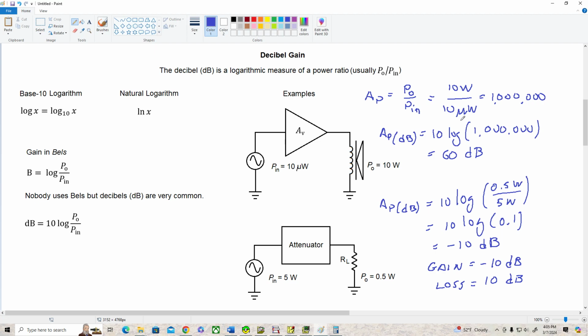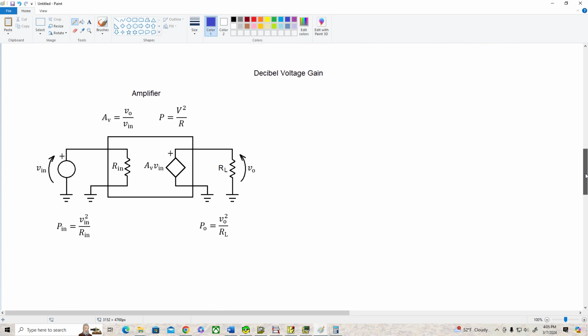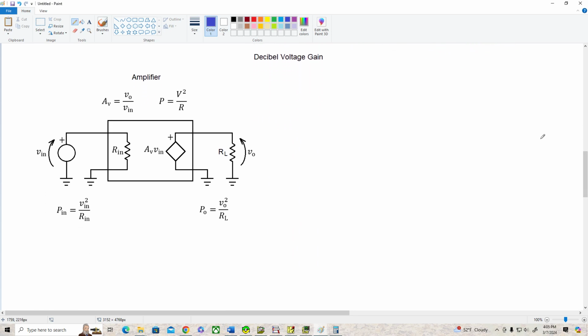All right, now what I'd like to do next is develop an equation for the power gain in decibels in terms of the voltage gain. So we're going to work with this amplifier, and we know that the voltage gain is V out over V in, and of course from Ohm's law we know that power equals V squared over R. So coming over to the input, the power delivered by the input source, P in, is equal to V in squared over R in, and the power delivered to the load is V out squared over RL. And power gain, A sub P, is equal to power out over power in.